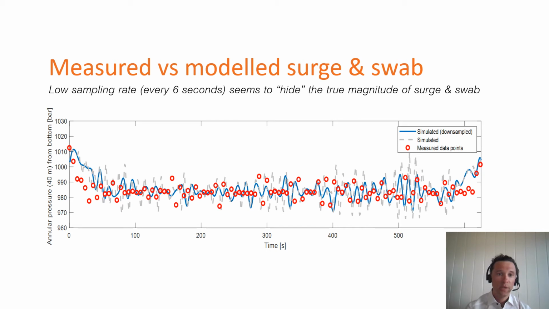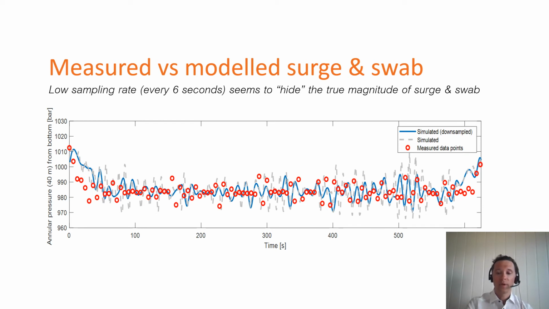And what should be mentioned here is that the memory in the MWD was an issue, so the sampling rate was quite low. It was 1 sample every 6 seconds, and this seems to hide the true magnitude of surge and swab. So you actually don't see all of the surge and swab when looking at MWD data, but by doing simulations of surge and swab before entering the operational phase, you can actually see more than you do doing the measurements. So it's all about the sampling rates.